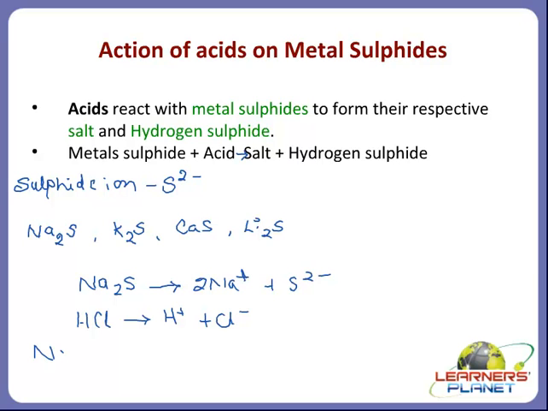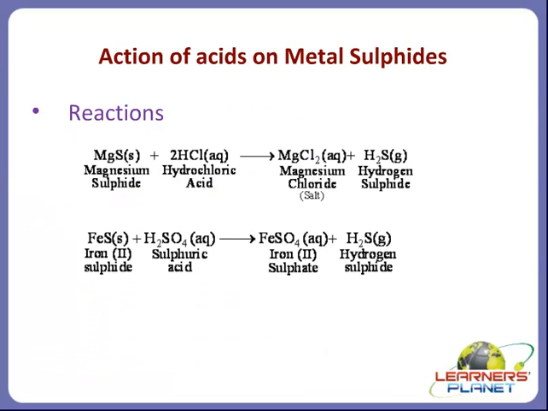So where the reaction will take place, what will be the compound formed? The reaction would be Na2S plus 2HCl will give you what? 2NaCl plus H2S. So what all are the compounds formed here, students? The compounds formed here are a salt, NaCl, and hydrogen sulfide. Now let's take up some reactions of metal sulfides.